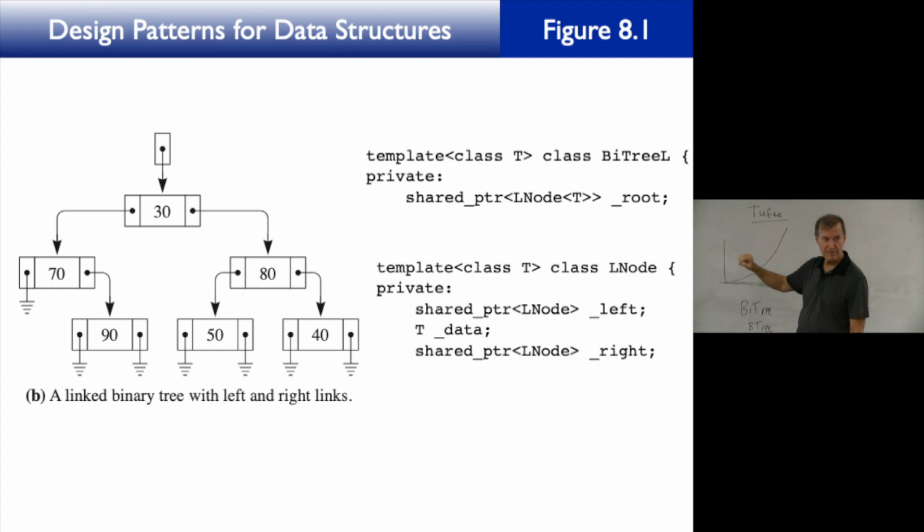Are you with me? And then here are going to be the attributes of a node. The attributes of a node: we have underscore left, which is a pointer to node. Underscore data, which is of type T. And underscore right, which is a pointer to a node. Does everybody see how that works? So that's the code that corresponds to that. And by the way, this is the way we're going to do it.